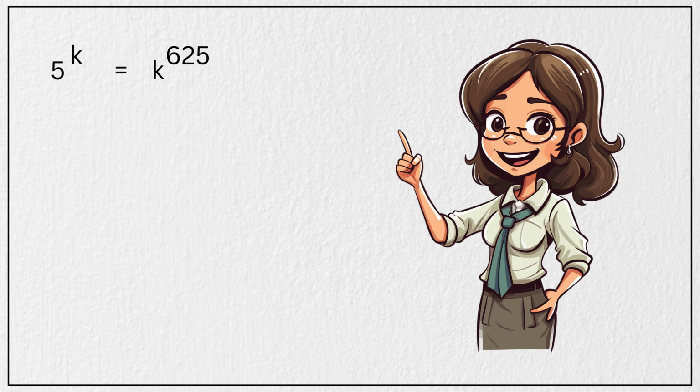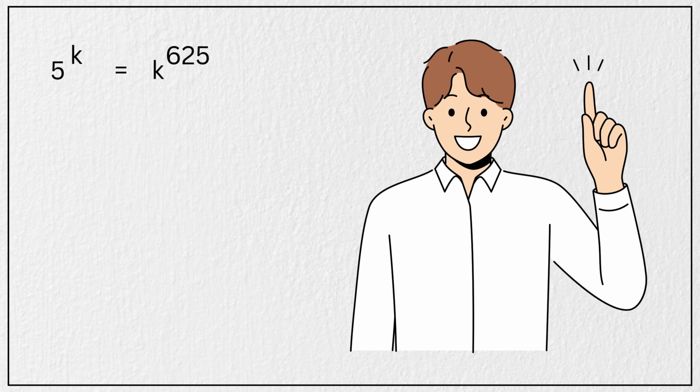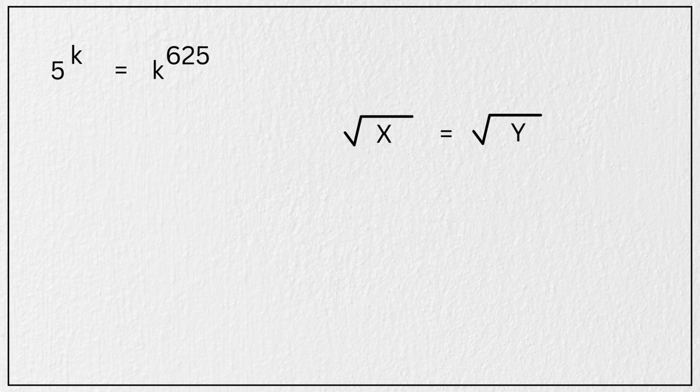Alright, let us solve it together. There is a very clever trick to solve this question. Suppose if we want to take the square root of an equation on both sides, what we do is simply raise both sides to the power 1 over 2, right? So here this is what we will do. We will raise both sides to the power 1 over k.